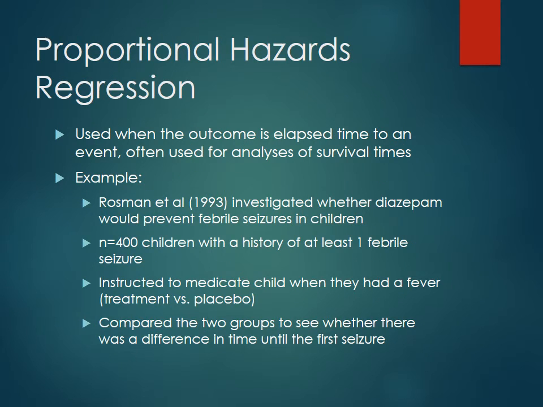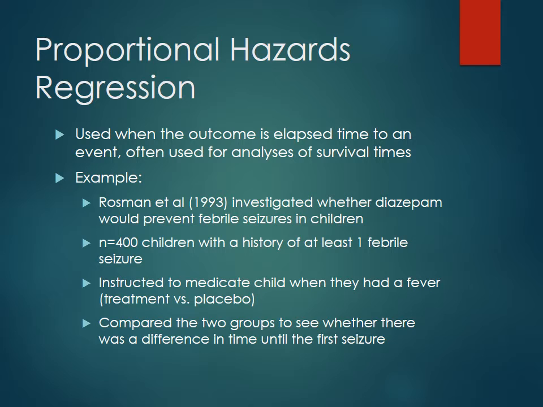Another thing that you could do other than logistic regression is a proportional hazard regression. This is something that's kind of similar to those survival curves that we looked at, those Kaplan-Meier curves. Essentially this is going to be used when an outcome is elapsed time to an event. You can use it for survival, you can use it for different events as long as they have a very clearly defined time frame.